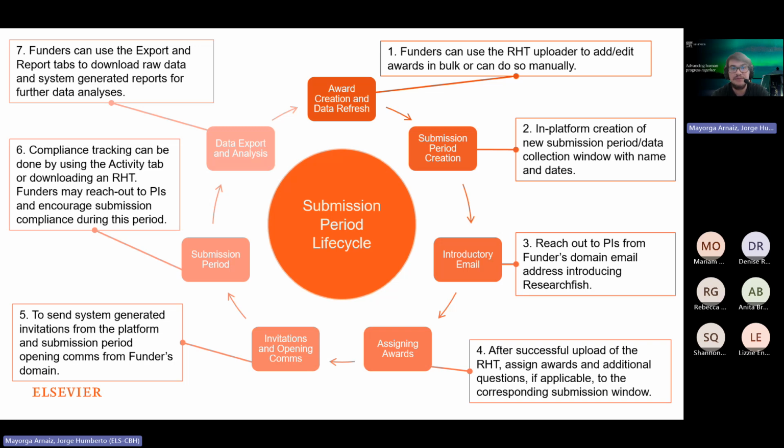And so the first thing that we'll be exploring and navigating today is to know how to create awards and refresh your data in the platform, for which you can use the RHT to add or edit awards in bulk. If you've got a handful of awards that need some adding or editing in the platform, you can also do this manually on the front end of the platform. I'll show you both ways of doing this a little later in the webinar today. But just bear in mind that this is potentially the first thing that is most important to take into consideration when preparing for the submission period.